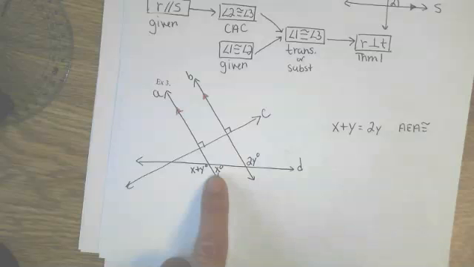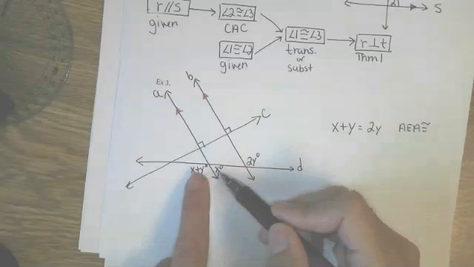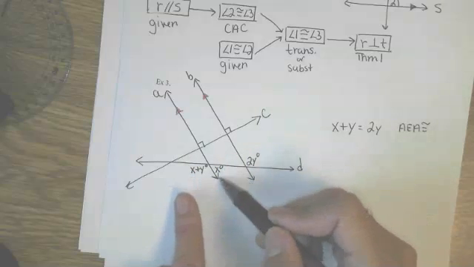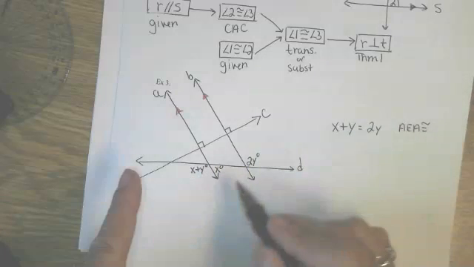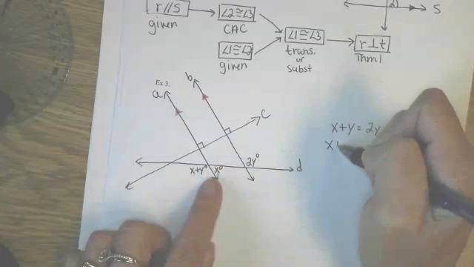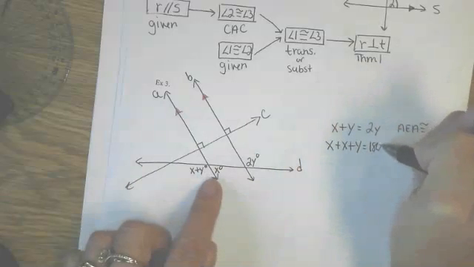Reese? They're supplementary. Why are they supplementary? Because they're on the same line. Linear pair. They are a linear pair. Remember the adjacent ones that make a straight line? Do you agree that these 2 have to add up to 180? Yes. So x plus y has to equal 180.